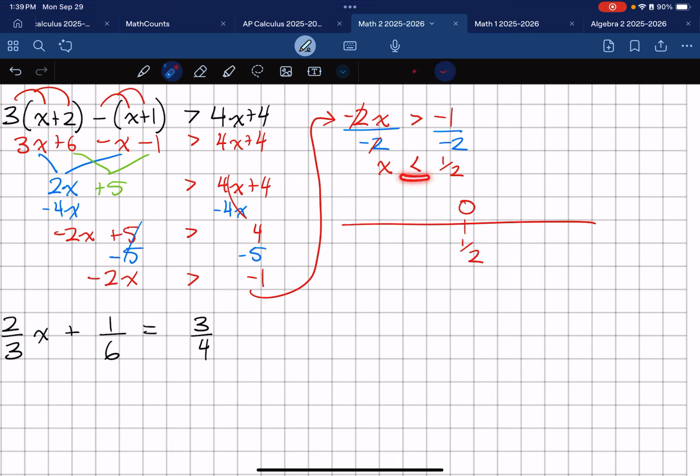Again, open because there's no equal to sign underneath here, and this arrow is indicative of saying it's going to the left-hand side. Everything that is less than 1/2 is fair game, and that is our graph right there.